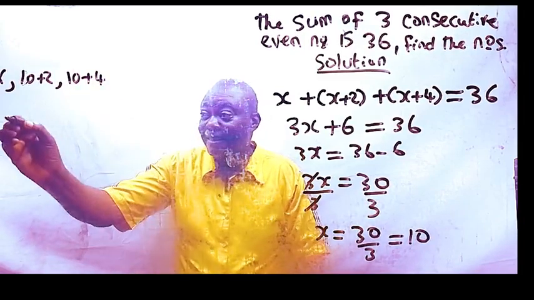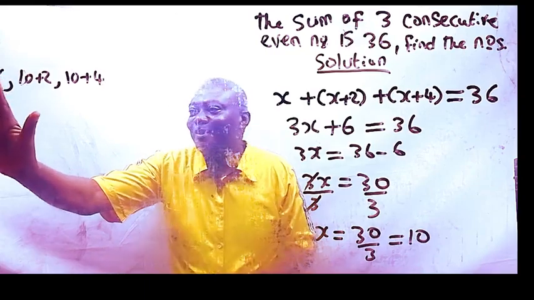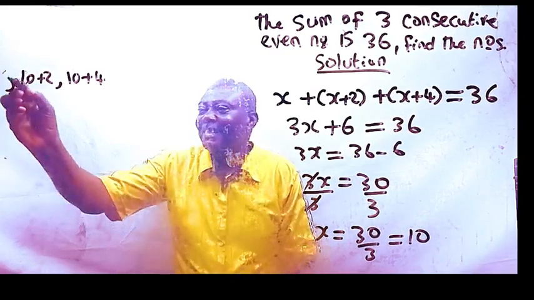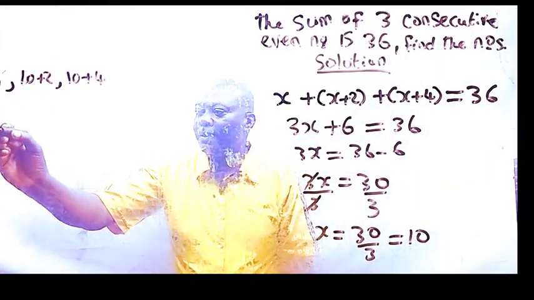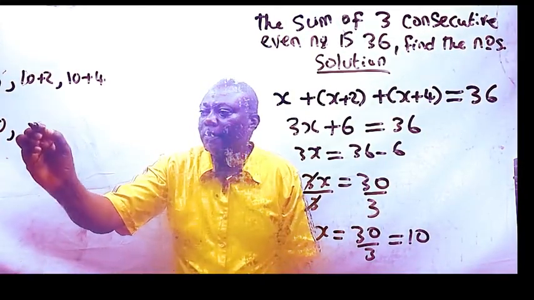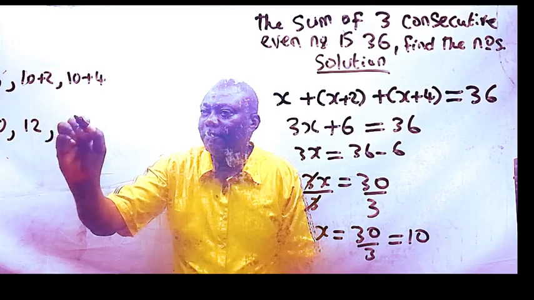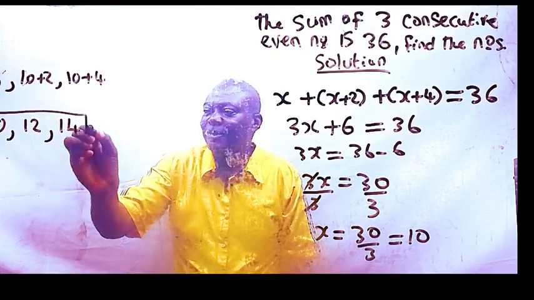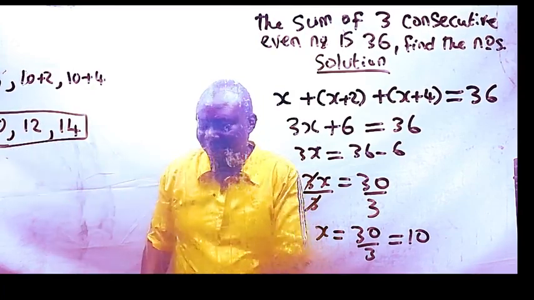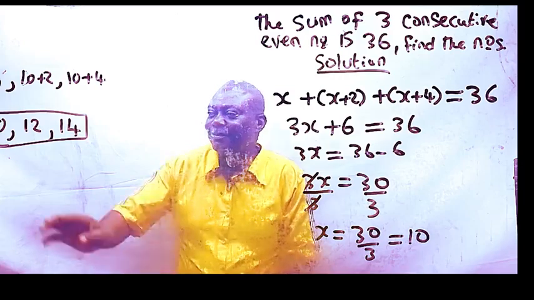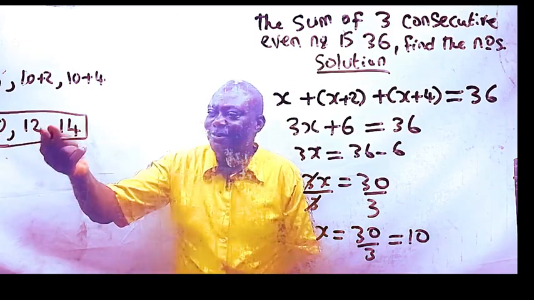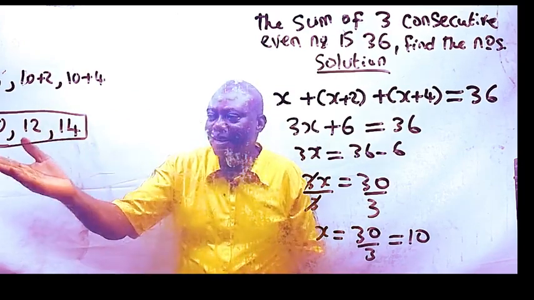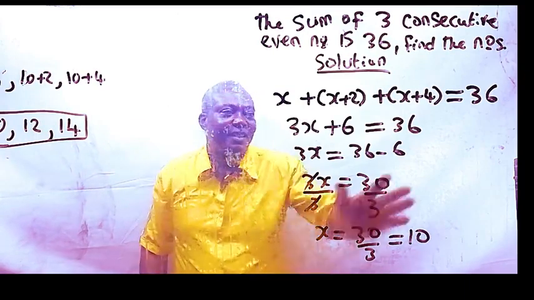So the numbers now are, instead of x, I put 10. So we have 10, 12, and 14. So these are the 3 consecutive numbers. That is 10, 12, 14. And if you add them now, you're going to get 36.